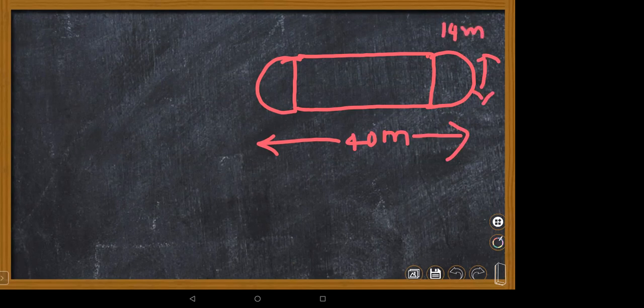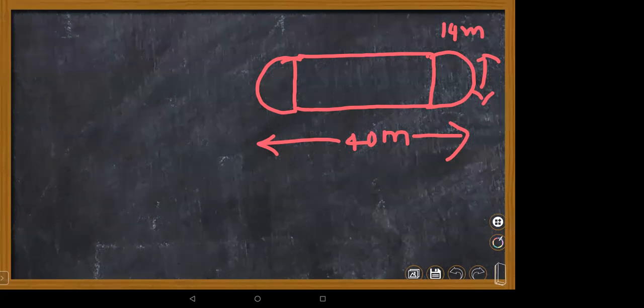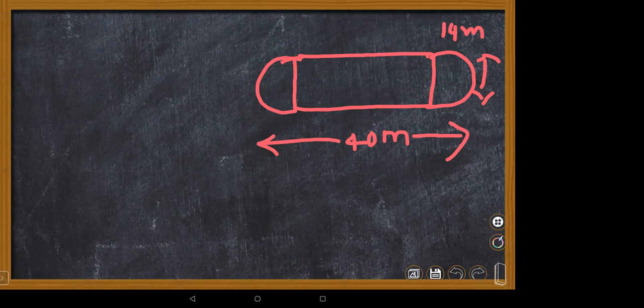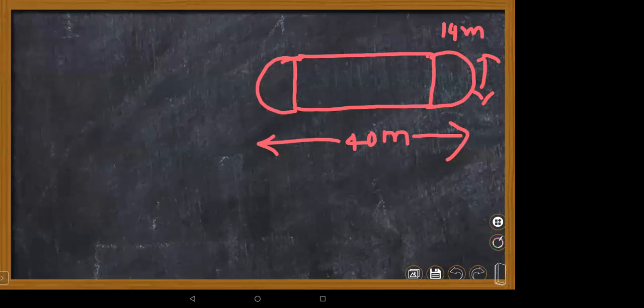14 meters. I mean 7 meters is the radius of the circle. You need to find the perimeter of the field. They're not asking about the area part, they're asking about perimeter. That means it will be 14 into 22 upon 7 plus 2 into 40 plus 14. Very good. So what answer are we supposed to expect here?